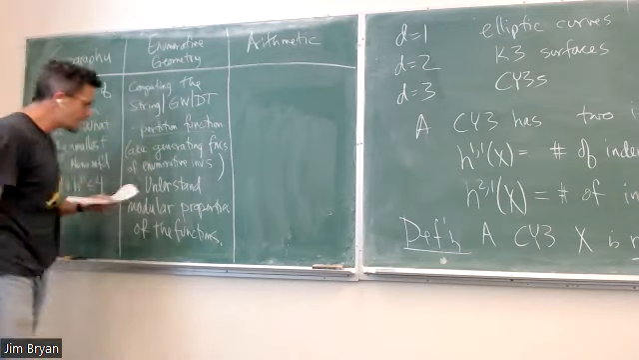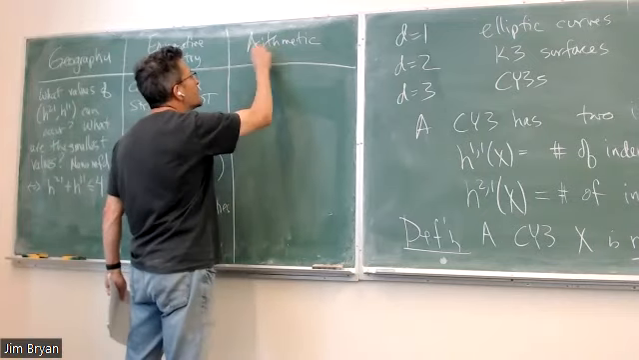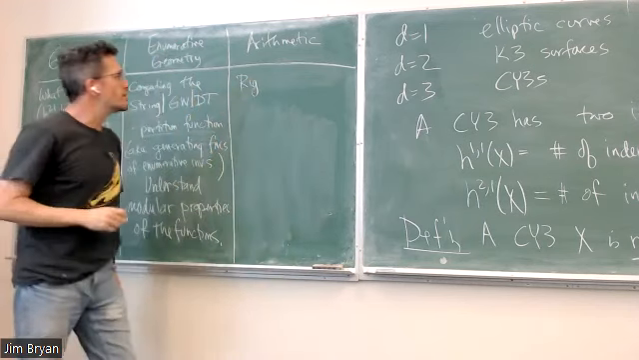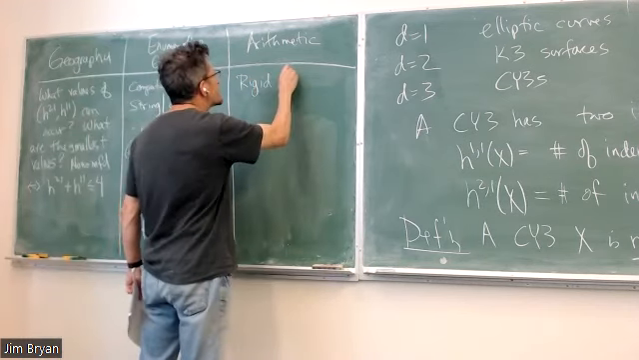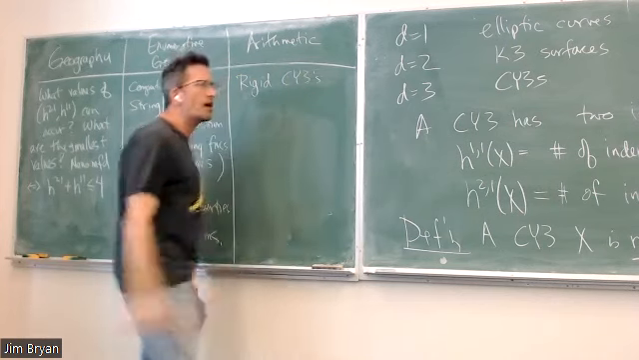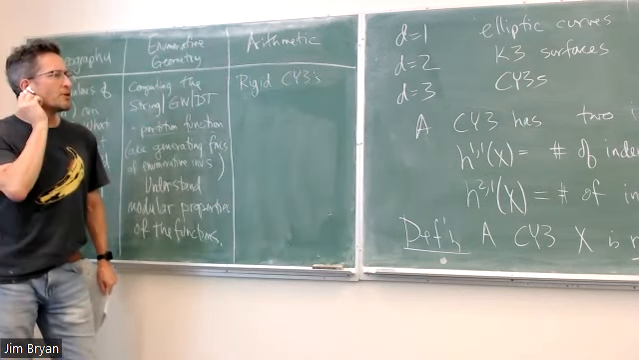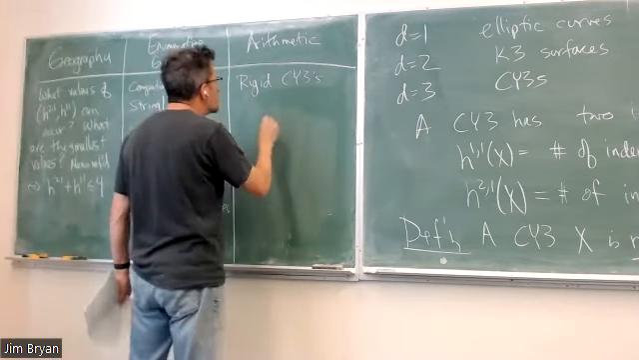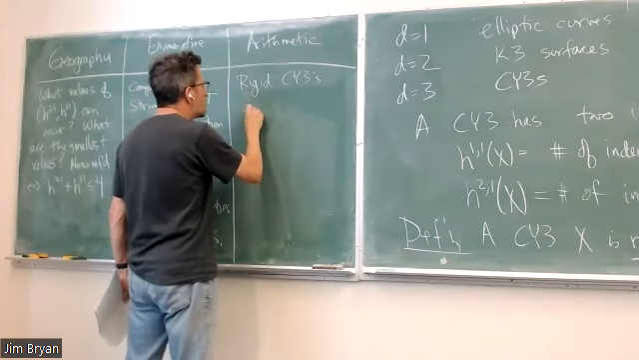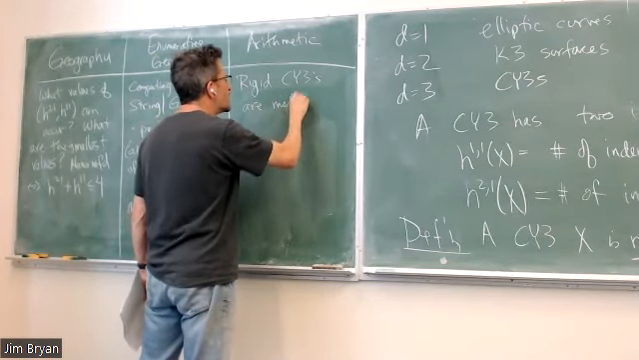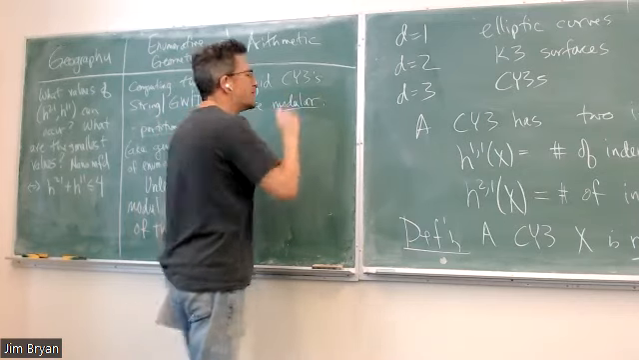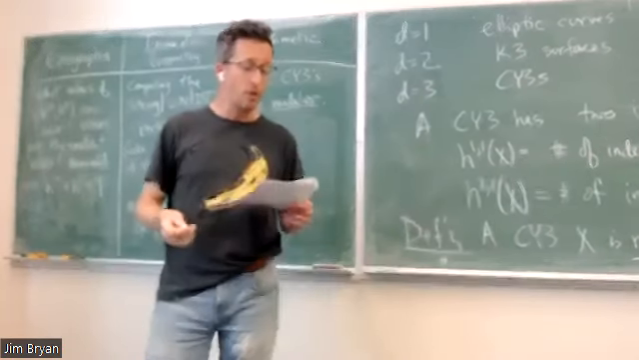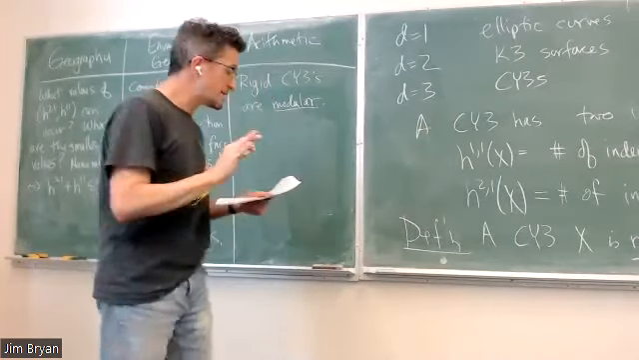And the third interest is arithmetic. So what is this here? This is something that my interest has more newly come to, but rigid CY3s. Remember, those are those guys with no deformations. These tend to be defined over Q, and as such, they are modular. This is the same sense in which elliptic curves defined over Q are modular.